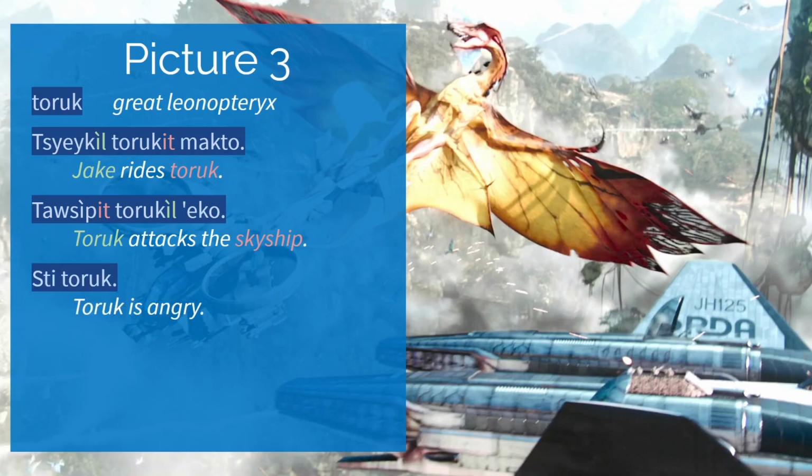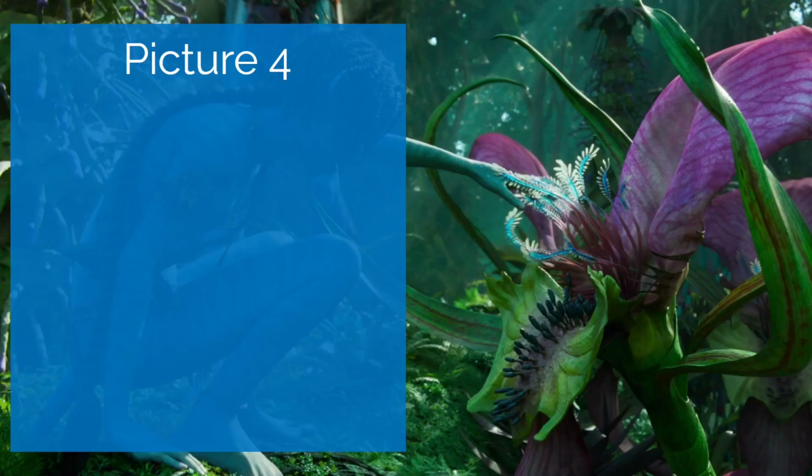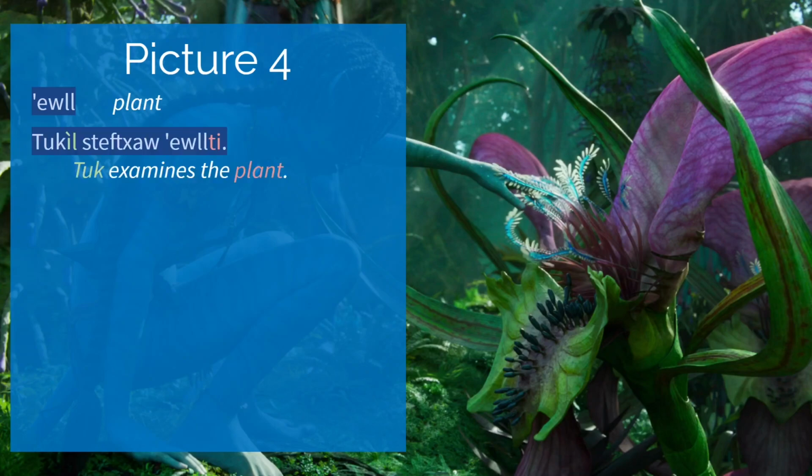Sti Toruk. Toruk is angry. And Nye, Torukil, Tausebit, Toruk grabs the skyship. And the last picture, picture 4, with Tuk, being very curious about this plant that probably wants to kill her. Ewil, plant. Tukil, steft au, Ewildi. Tuk examines the plant. Tukit, Nye, Ewilil. The plant grabs Tuk.